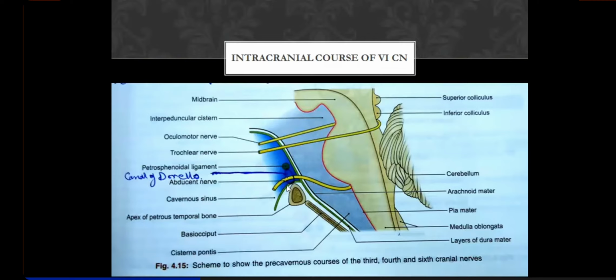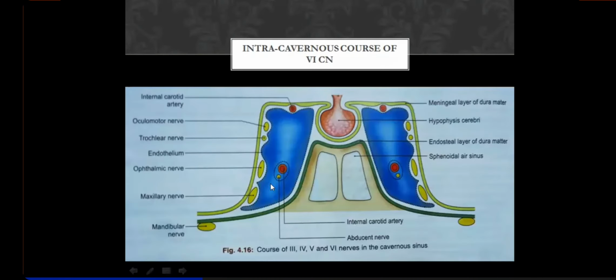And the canal is between the apex of petrous and the petrosphenoidal ligament. So now it will run within the cavernous sinus along with the internal carotid artery, on the medial wall of the cavernous sinus. Okay. So one thing you remember is that it is taking a high jump, because there is related clinical applied portion also. Now you're seeing the intracavernous course of abducent nerve.